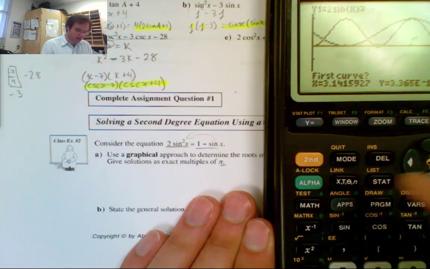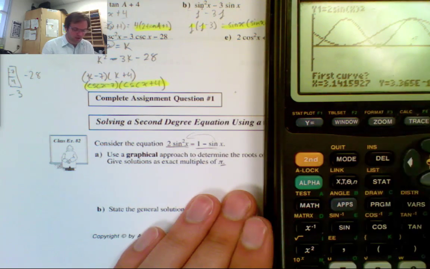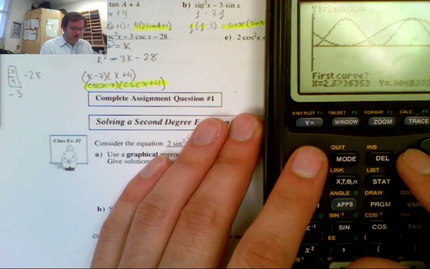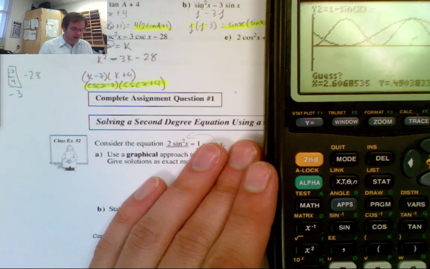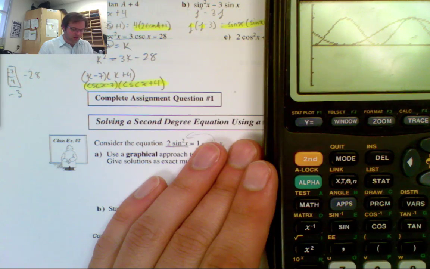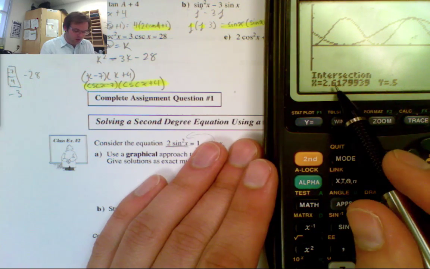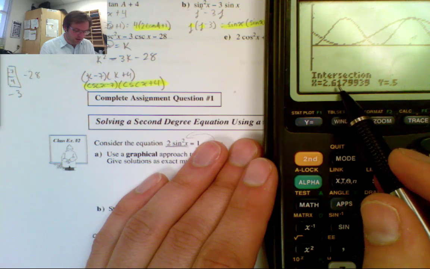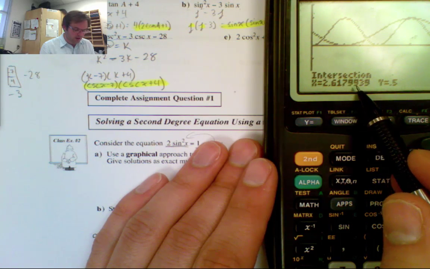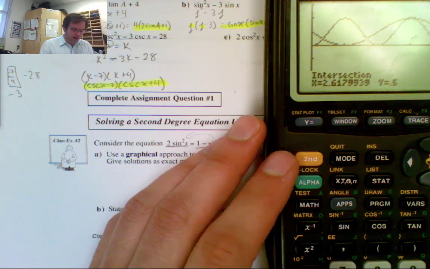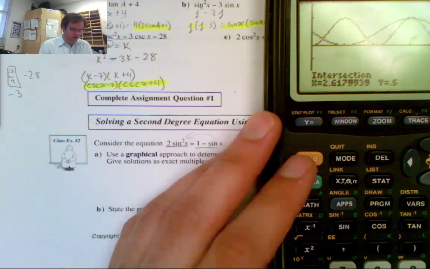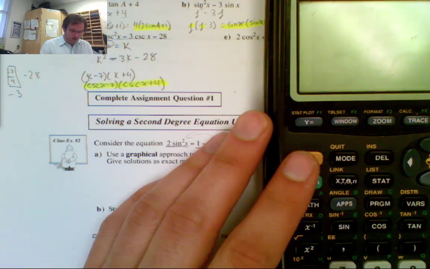So our first one, I'm just going to take one of them right here to show you how we get it, and you could get the rest. For my first one, the first curve is around there, the second curve is there, and my intersection is 2.617939. Okay? So I look at that.